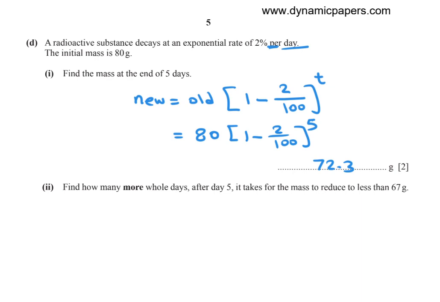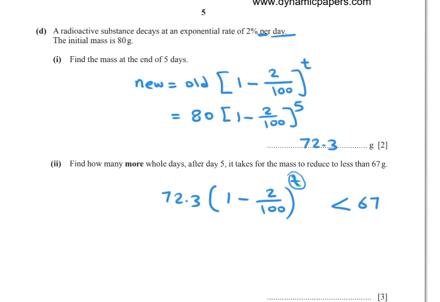72.3. Now part (ii). Find how many more whole days after day 5 it takes for the mass to reduce to less than 67 grams. So on day 5, we have the original 72.3, and it decreases each day by 2%, so times (1 minus 2 over 100) to the power t. I need to find how many days are enough for this value to be less than 67.